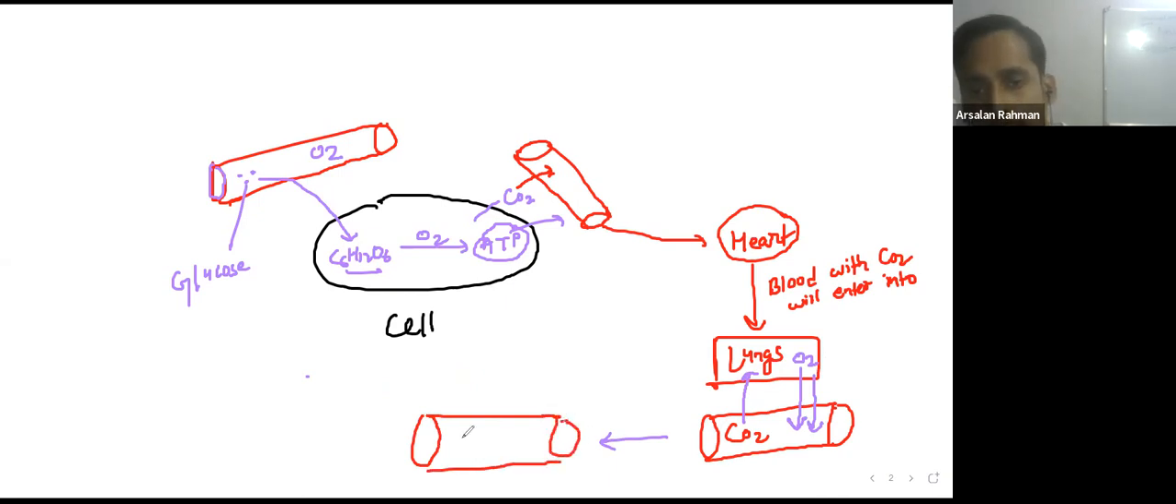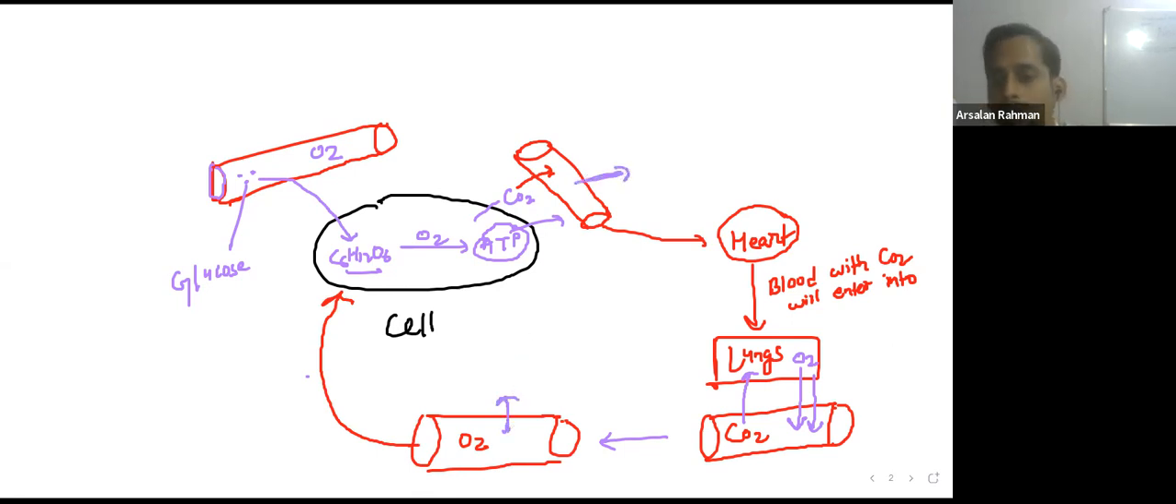Now this blood vessel which contains oxygen will take this oxygen to the cell. This cycle will repeat itself. Okay, so here you can see there are two types of blood vessels. One that carries oxygen and one that carries CO2.